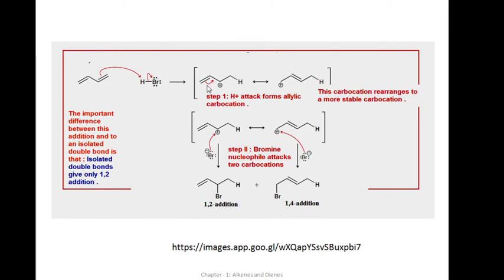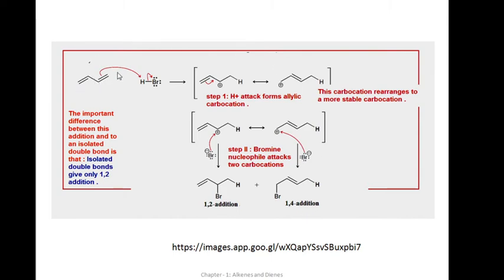Even though you can tell that this is secondary and it is more stable than primary, because of resonance effect or conjugation effect, we are going to get 1,4 addition product as the major product. Okay. So let us look at the mechanism once again.